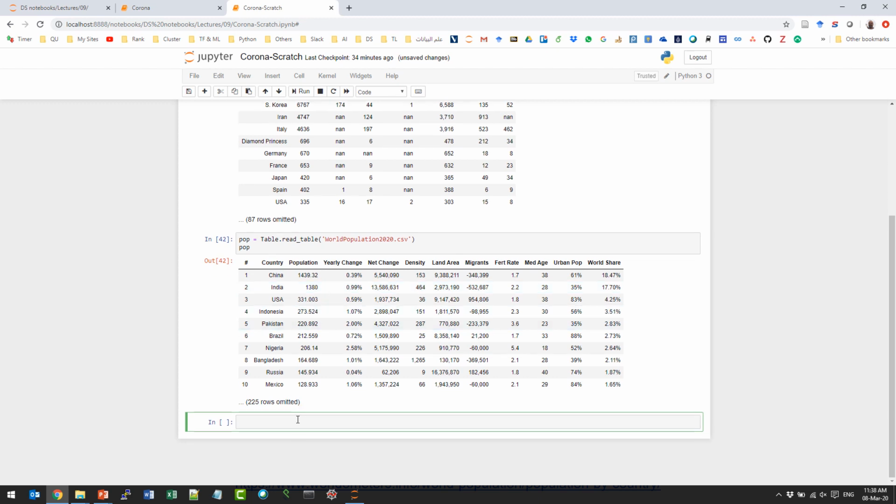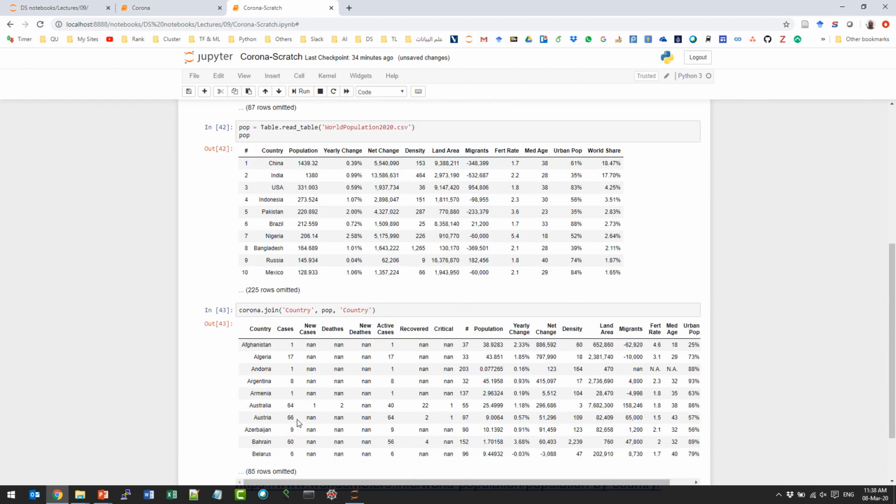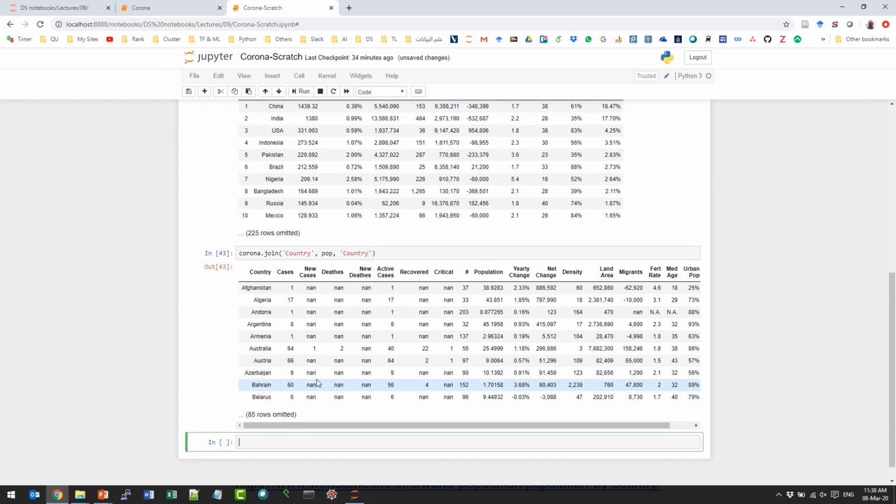Join. Okay, so we should join. So we say corona, this is the first data set, dot join. Join based on which column? Country. And join with population on country also. Okay, if we do that, then we have this table.